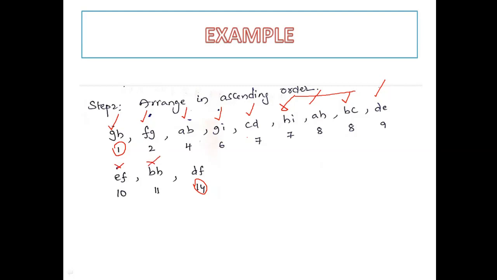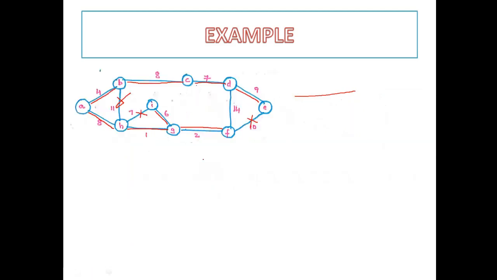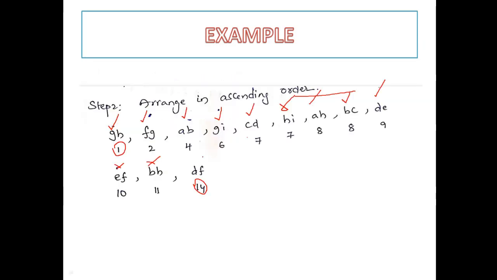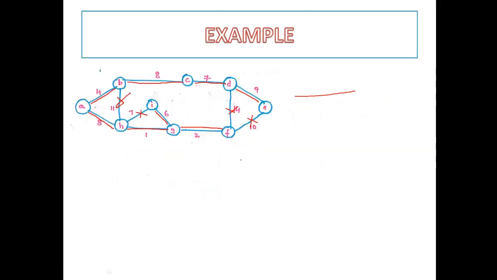And then we have the last edge, DF. So where is DF? Now you can see this is D and this is F. If I connect this, it forms a cycle. So again, I cannot consider this edge also. Now you can see the list is empty. All the edges we have considered for constructing the minimal spanning tree. Here we are including some of the edges and some of the edges we remove from the list because they make a cycle. So now you can see this is a spanning tree.